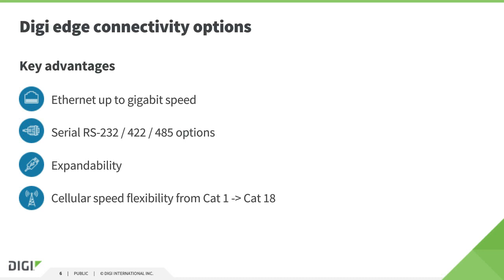And as I mentioned, we've got a really broad array of cellular speeds, all the way from Cat-M or Cat-1 up to Category 18. And we're in the process of working out our first couple of 5G devices as well, if a customer needs extreme speed.